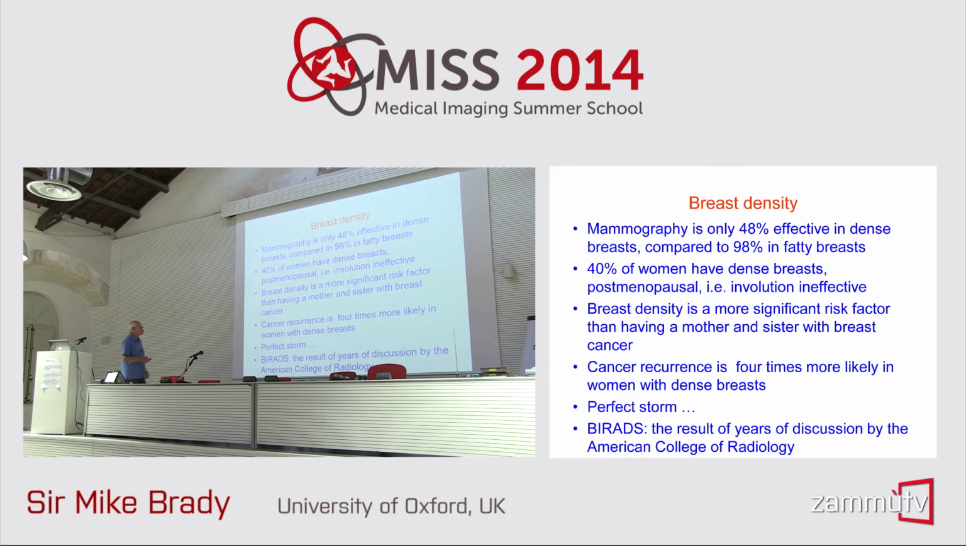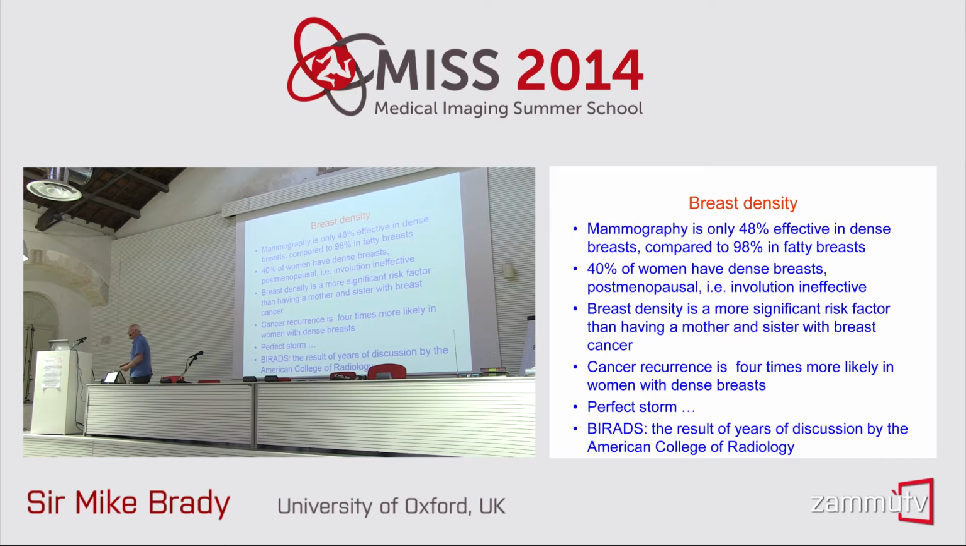That actually turns out to be a more significant risk factor than having a brother or a sister or any of the other things that you hear about. It's the single greatest risk factor for a woman having breast cancer. And moreover, cancer recurrence is 4 times more likely. This is the perfect storm. If a woman has dense breasts, you can't see the tumor, it is more likely to occur, and its phenotype is more likely to be aggressive. This is something where you need to detect that situation and go and take a different kind of image. Okay?